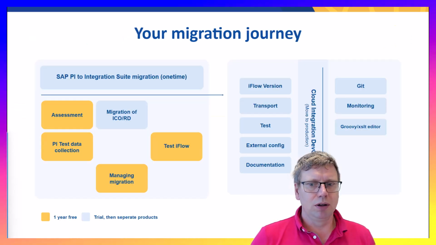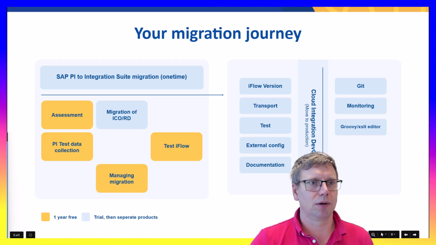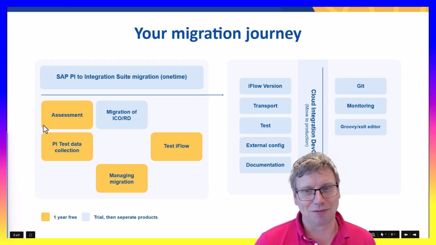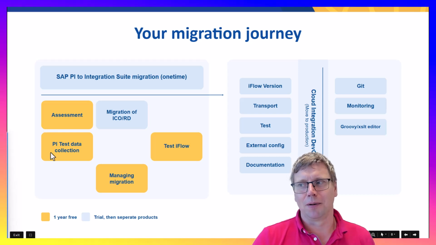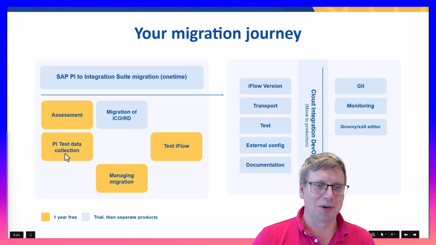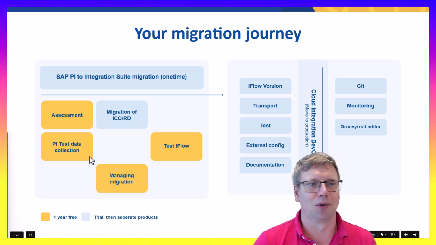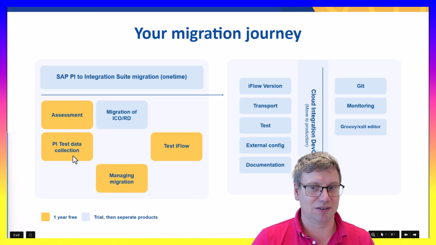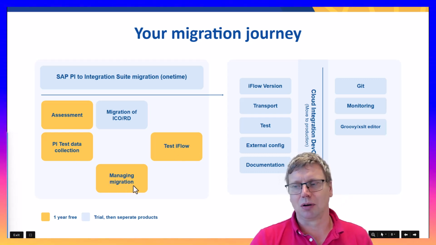Good. When we look at the offering, we have these two main components, which is the migration, which is like I write one time, but it's one time per interface that you need to go through here, or per customer or whatever. But it is a limited scope that you'll be using for this. So here we have our assessment, we have our test data, so you can create test data on the PI system, run them on the iFlows, and then you can compare the results.